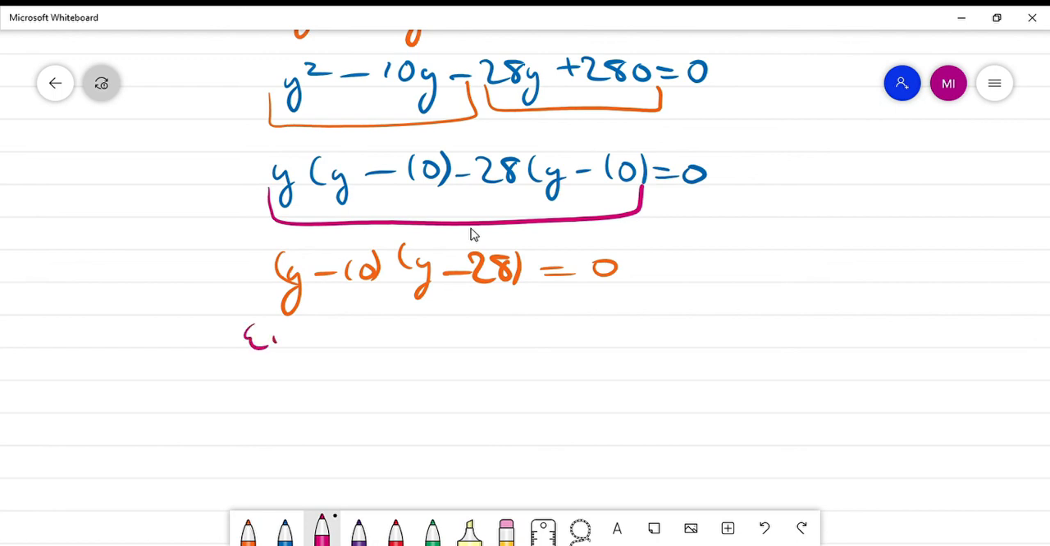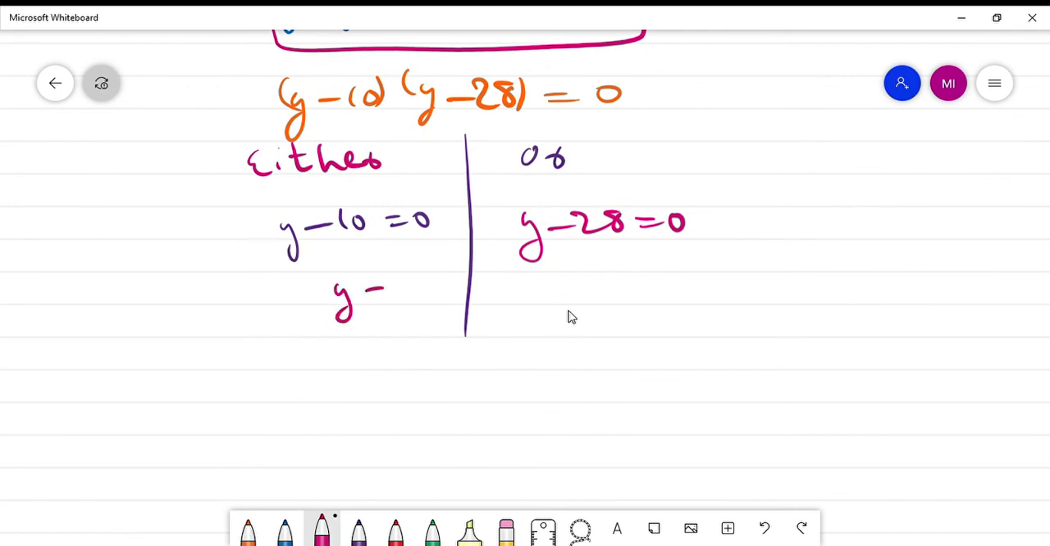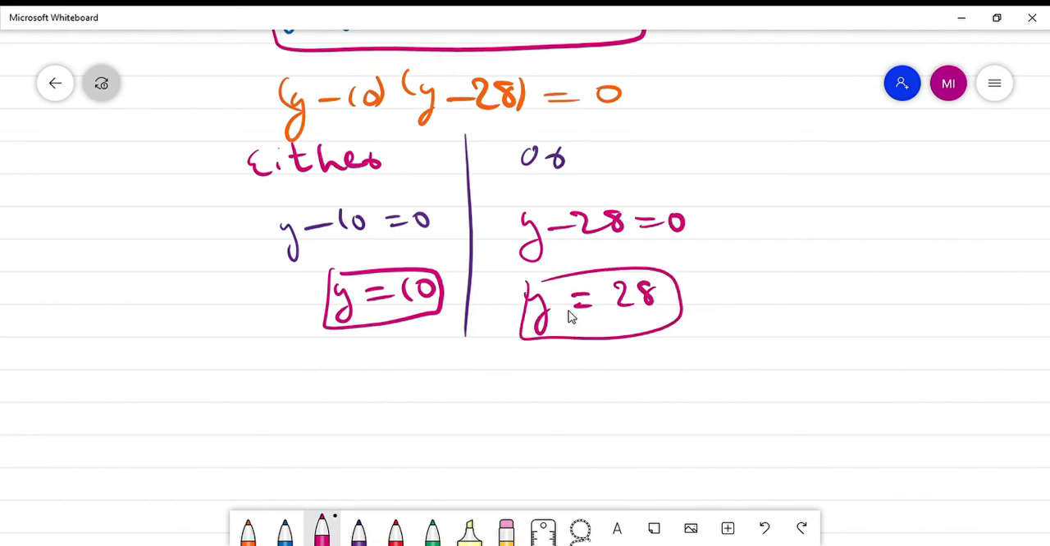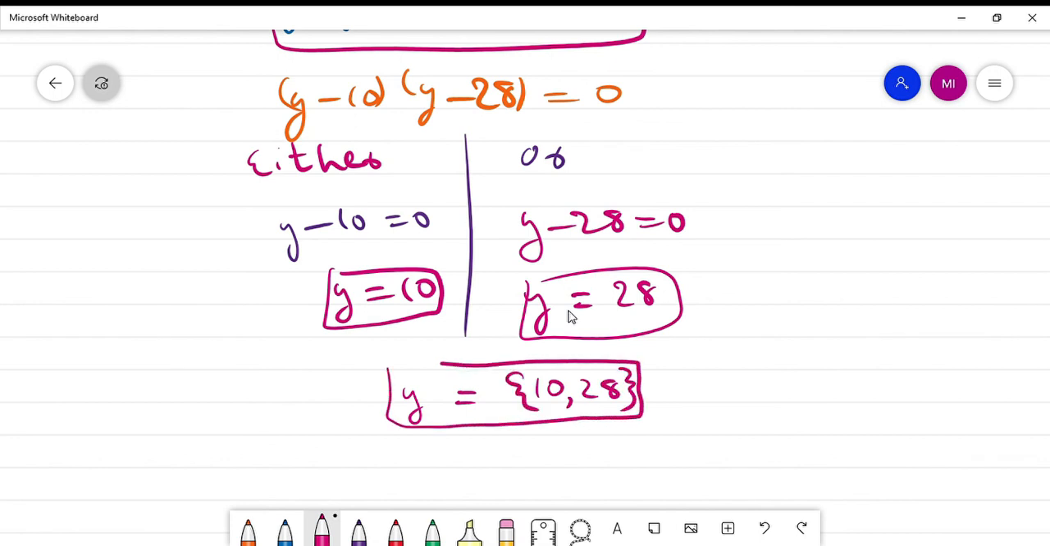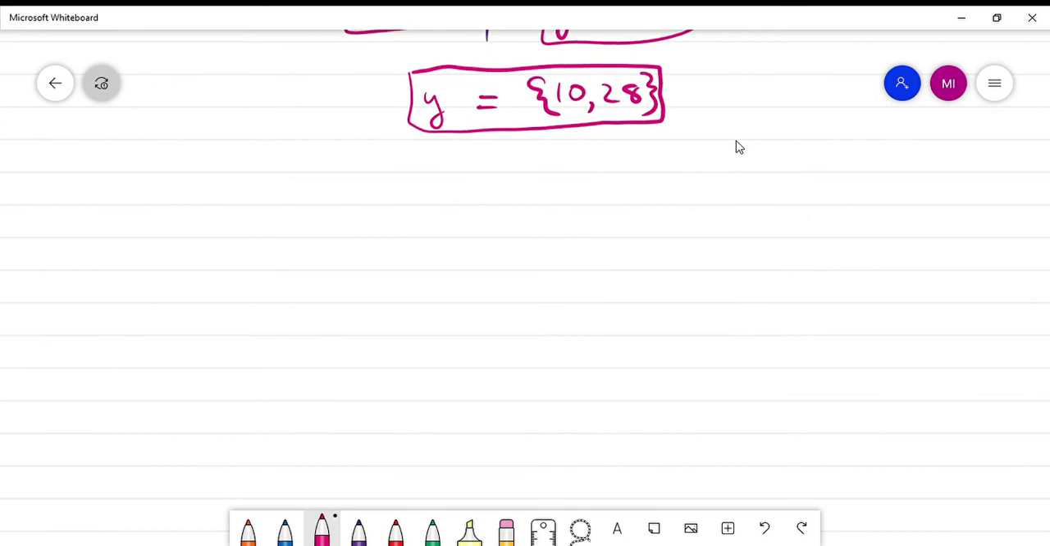So we're going to say either y minus 10 is equal to 0, or y minus 28 is equal to 0. So y is equal to 10, and y is equal to 28. So y is equal to 10 and 28. So yeah, now we have the solution set for y.